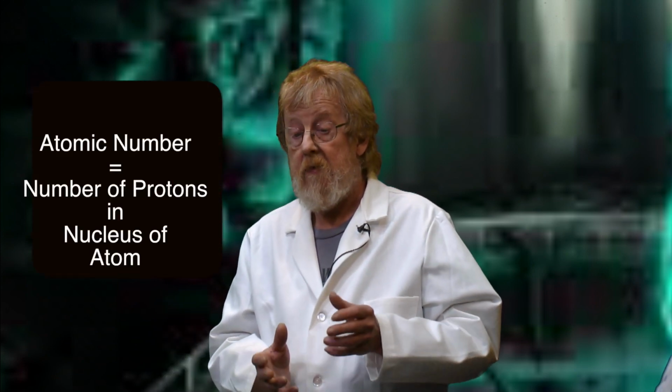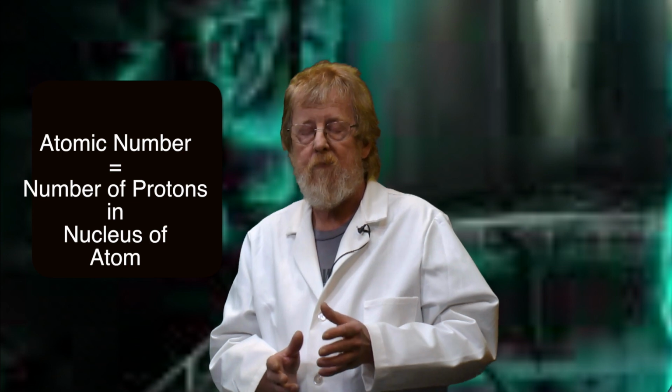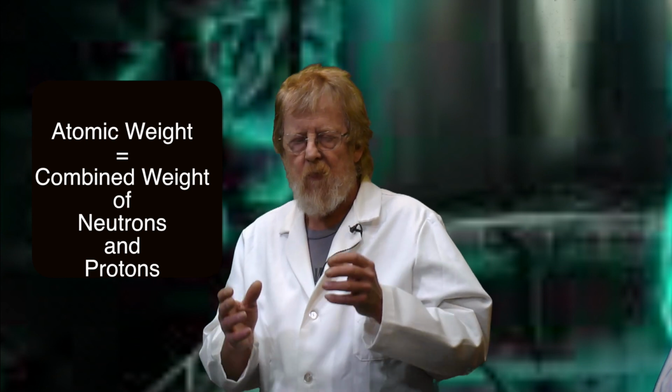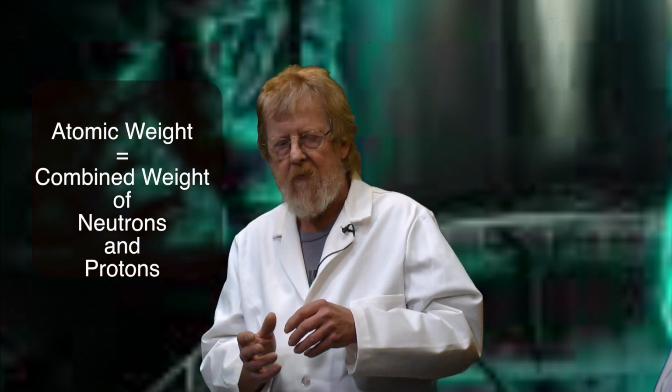Now, there's a couple numbers we're going to be using today that I'm going to give you some insight on because it'll help you to understand more what we're talking about. One is the atomic number, and the atomic number is just the number of protons in the nucleus of an atom. That's it. The other number is the atomic weight, and that is the combined weight of the neutrons and the protons. The electrons are so small that their weight is negligible. But those two terms: atomic number, number of protons; atomic weight, combined weight of protons and neutrons.